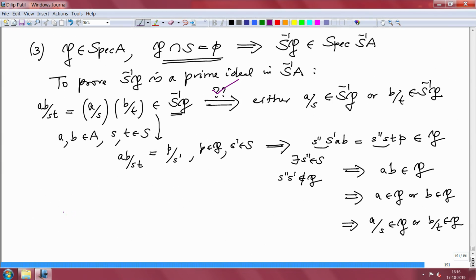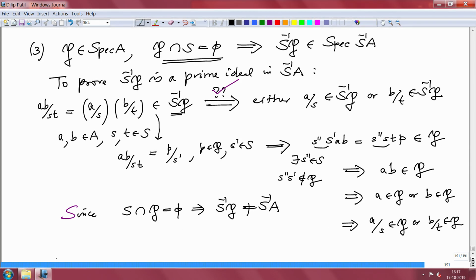Since S in S intersection P is empty, we also get that S inverse P cannot be the whole ring, because if it is equal, then it will contain an element like 1 by 1. So that means the numerator has 1, so 1 will belong to P, but that is not possible. Alright, so this is 1.